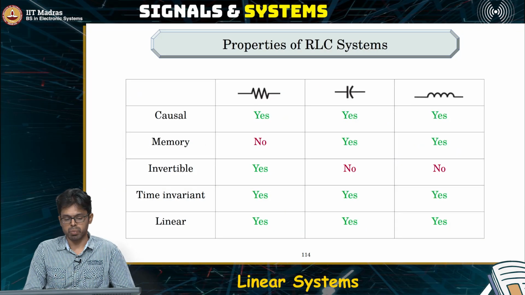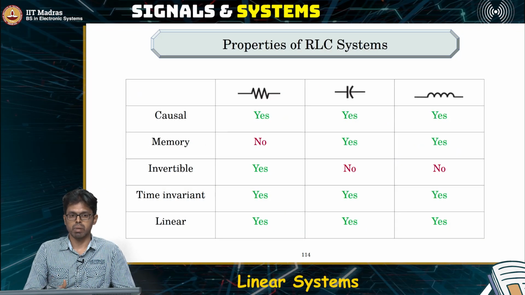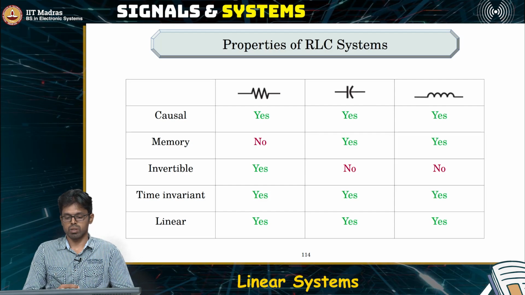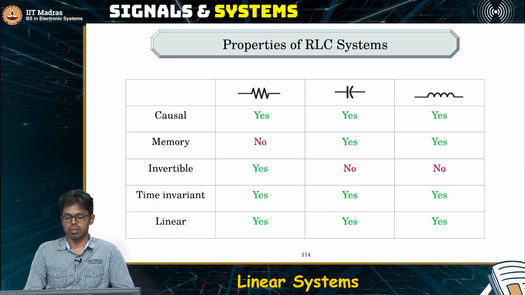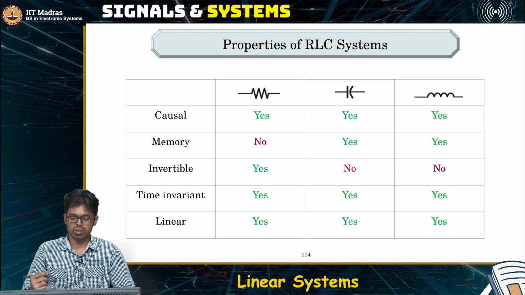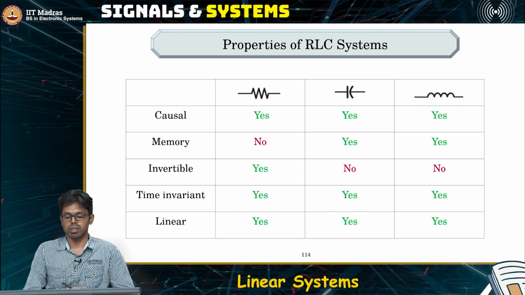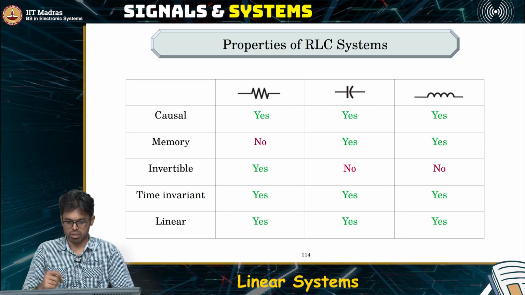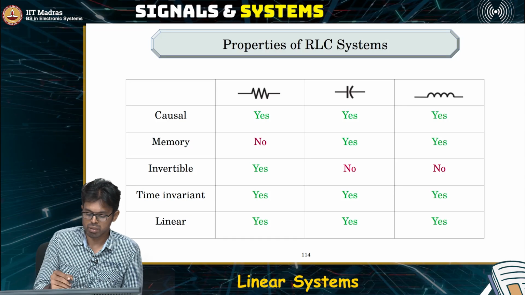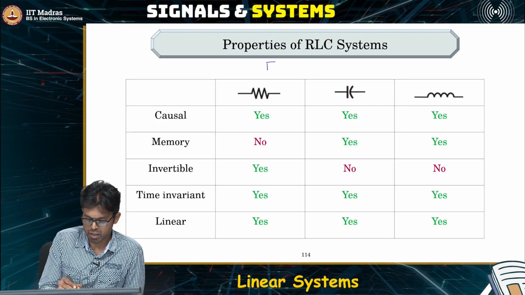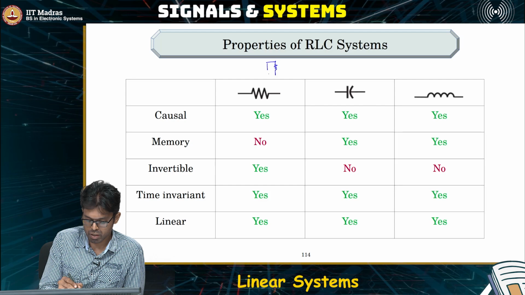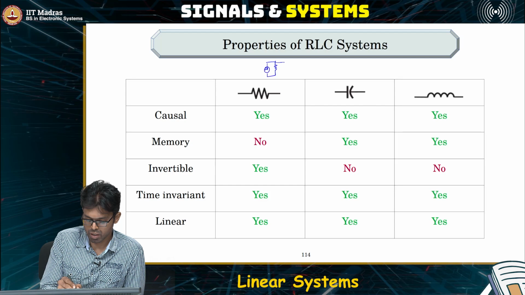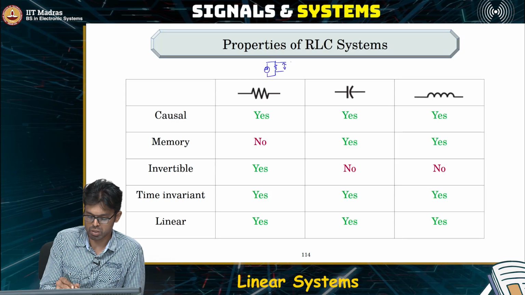So we saw different properties of systems, namely causality, memory, invertibility, time invariance, and linearity. Now the three important components in electric circuits are the resistors, inductors, and capacitors. Now let us see what are the properties satisfied by these systems. When we consider them as systems, what do we mean? We connect these components in a circuit like this, and we apply a source and observe the output across these components.